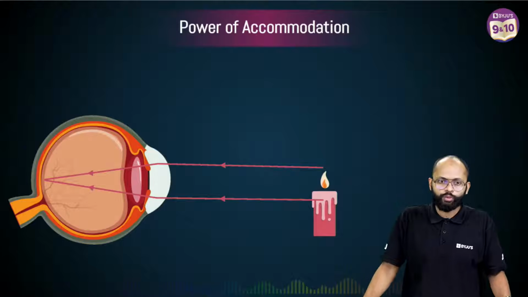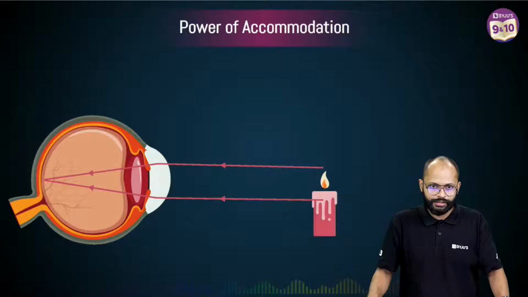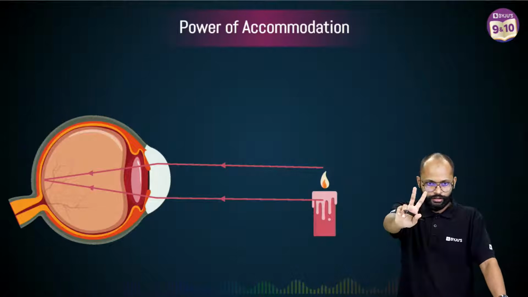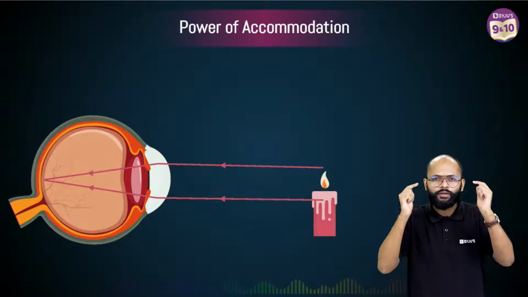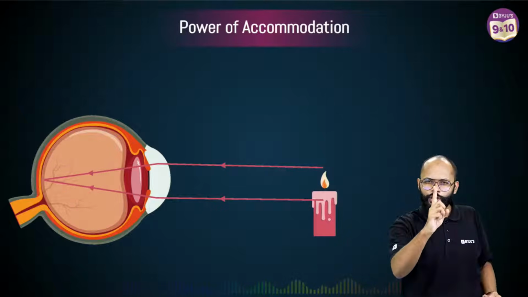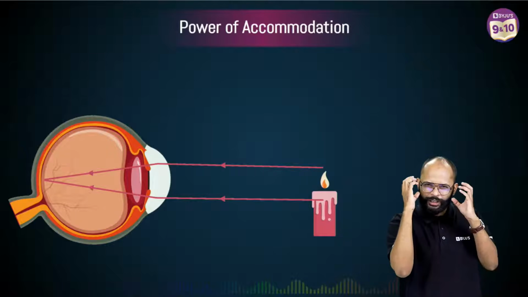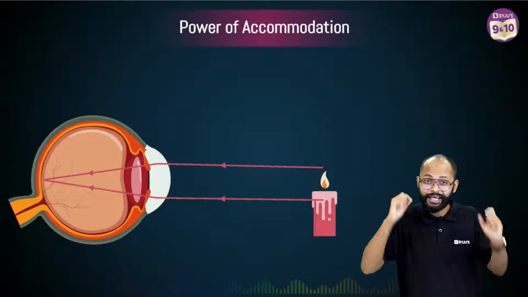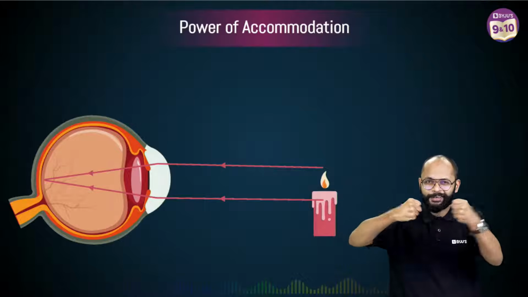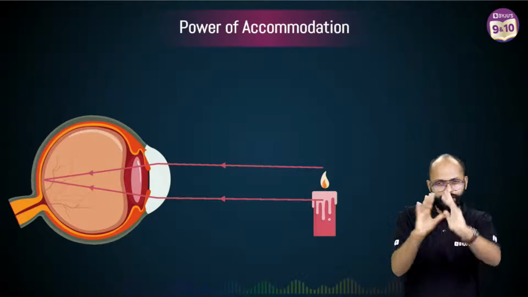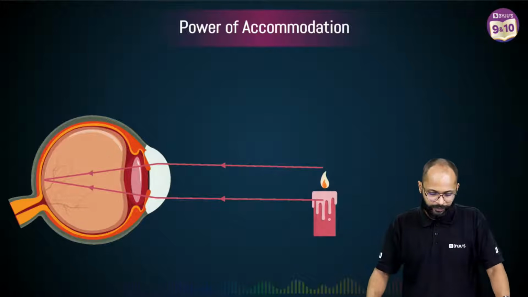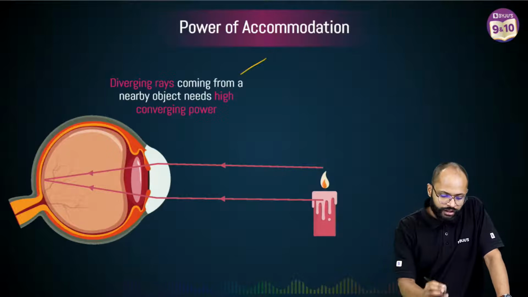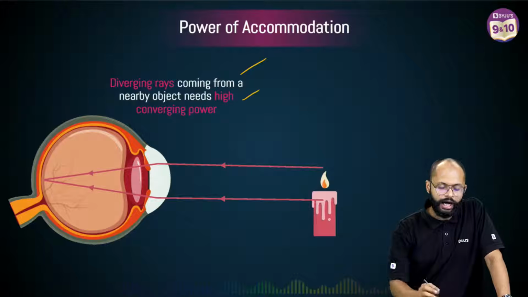What do ciliary muscles do? They change the shape of the lens, okay? Got it? So, strain in the eye matlab kya? When you have strain in the eye, when you have difficulty, when you feel like I'm straining my eyes, it means ciliary muscles are trying very hard to make the lens thick. Bas, itna yaad rakhoge to kaam ho jayega. You should remember this much, alright? Yes, chalo. So diverging rays coming from a nearby object need high converging power.